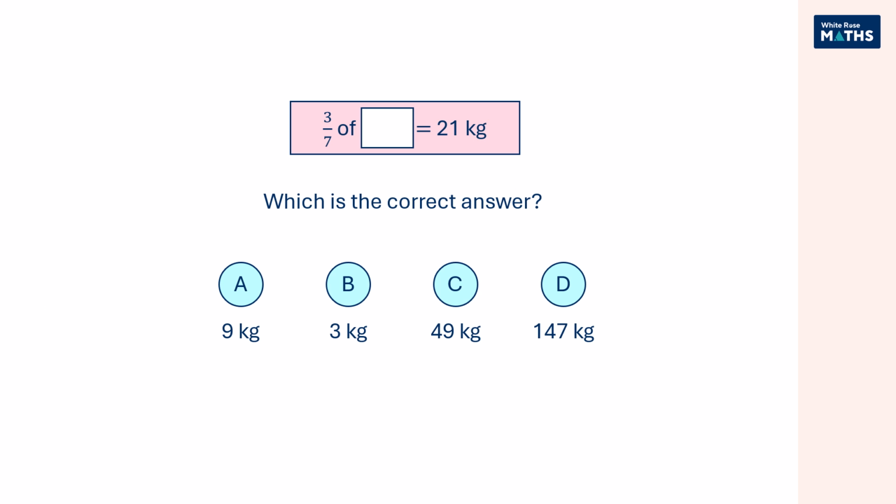Next part, 3/7 of a bank of something is 21 kilograms, which is the correct answer? So pause it, guys, vote your answer, and then press play. Okay, so the answer for this: I'm going to do 21 divided by 3 makes 7, times it by 7 is going to be 49. So our answer is option C, which is 49 kilos. Okay, well done if you got that.